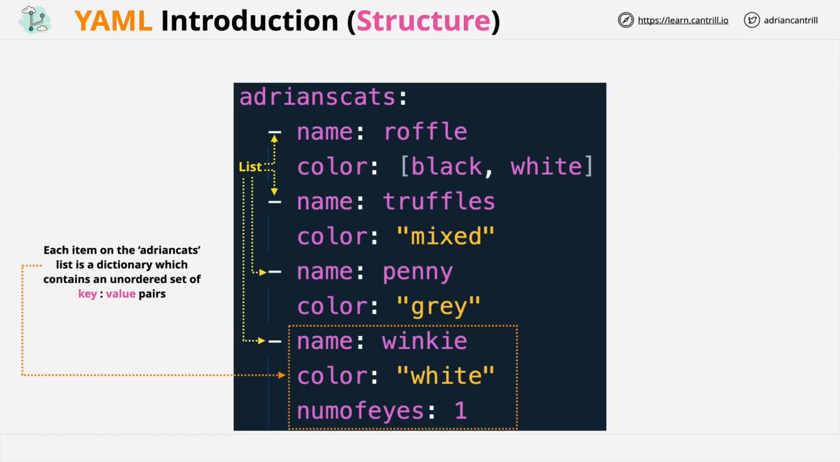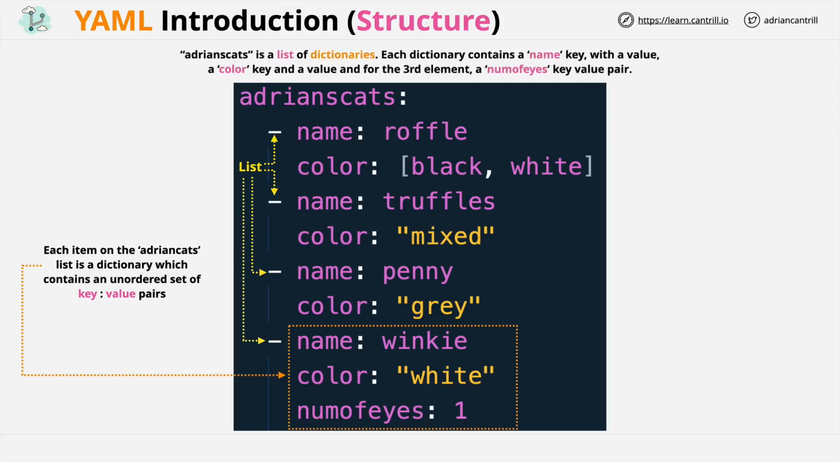Note how the colour key value pair in the top list item, so the Ruffle dictionary at the top, its value is a list. So this structure that's on screen now, we have Adrian's cats, which for a value has a list. Each value in the list is a dictionary. Each dictionary contains a name key with a value, a colour key with a value, and then the third item in the list also has a num of eyes key and a value.